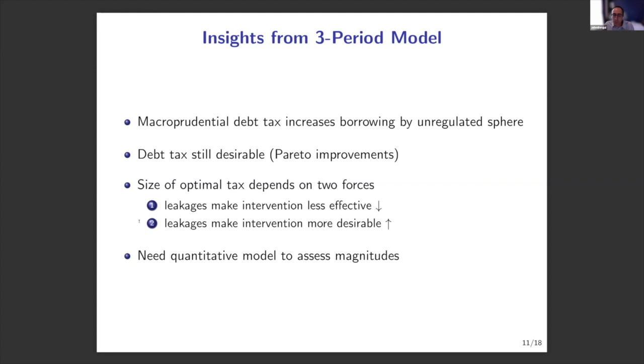And if we're looking at the optimal tax, I just argued that the size of the tax potentially depends on two forces. I showed you the other equation, but the expression for the optimal tax is actually coming from this other equation, and it has very similar terms. So it depends on two forces. One is that leakages make the intervention less effective, and that calls for a weaker intervention. But on the other hand, leakages make the intervention more desirable, and that calls for a stronger intervention. And so we feel that the takeaway from this analysis is that we probably need a quantitative model to assess the magnitude of these different effects, and that's what we do next in the paper.